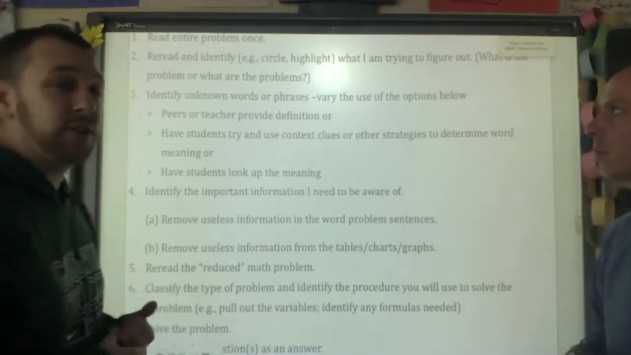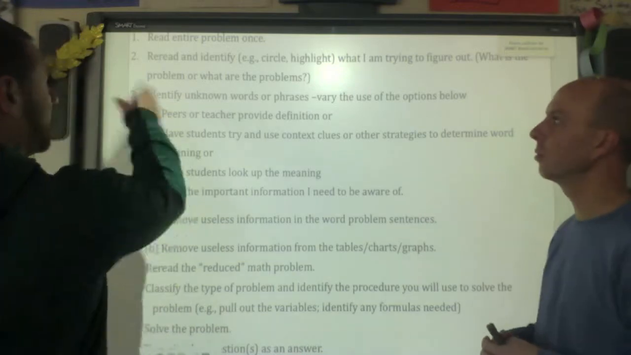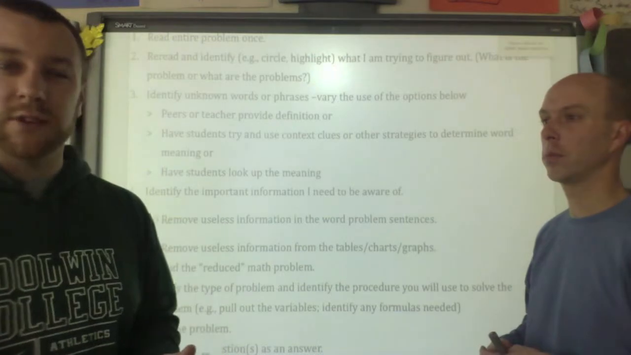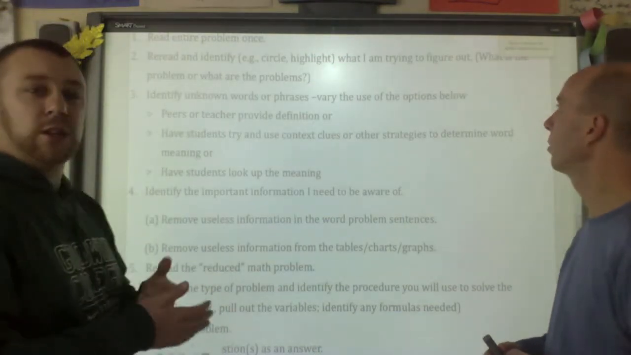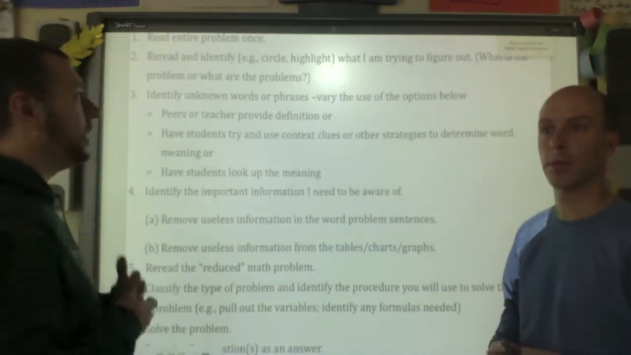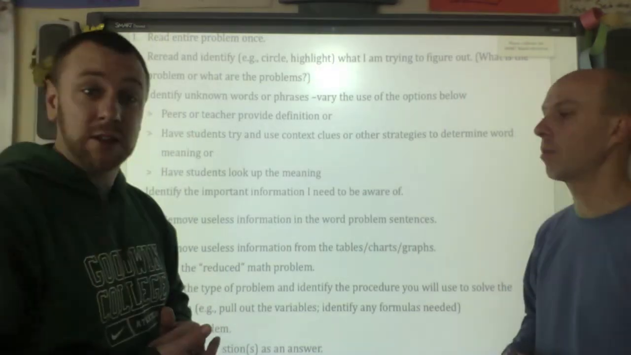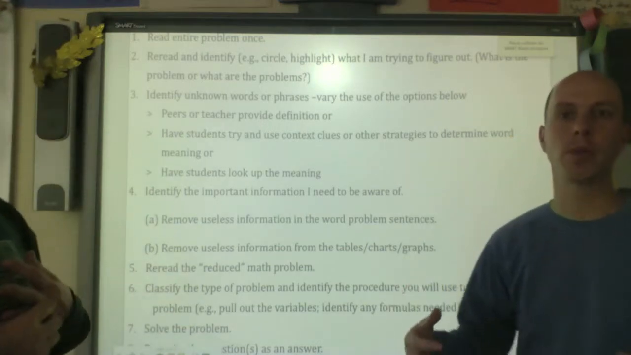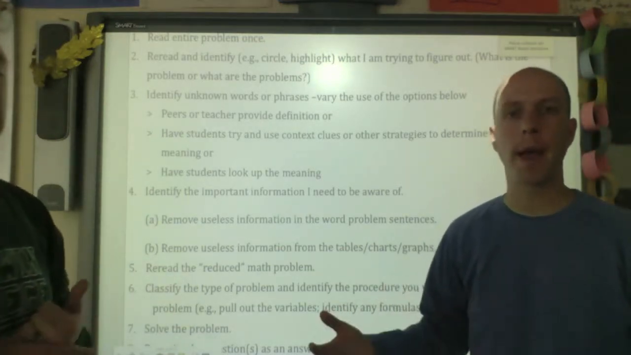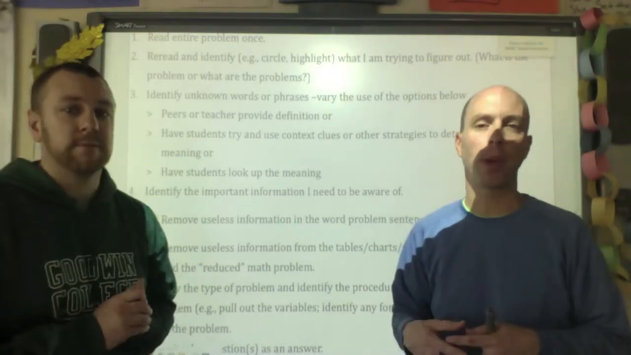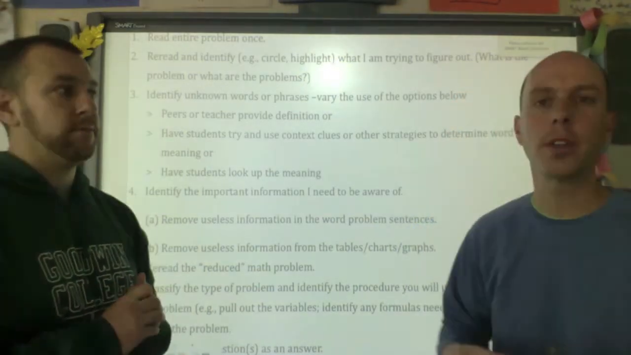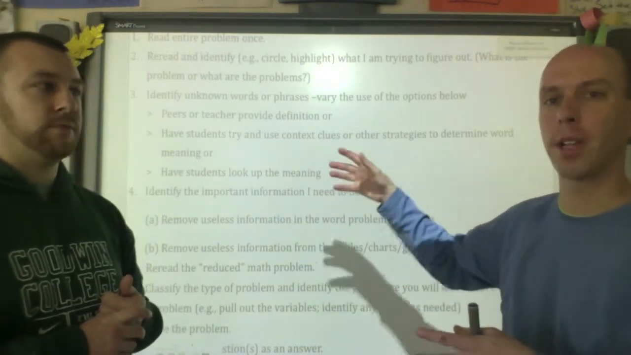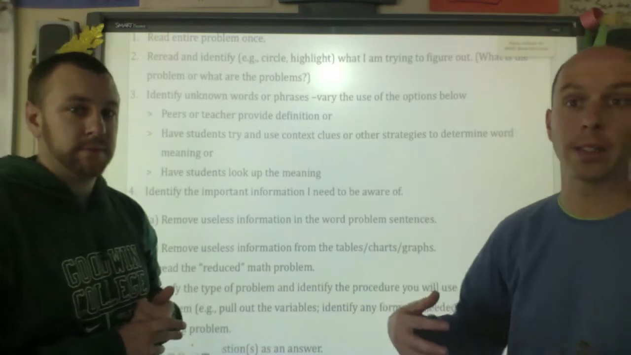Then after you get this general sense, you're going to reread and identify. You can identify by circling, highlighting, however you want, the key piece of information, what you're trying to figure out. On the second read-through, you know what you're looking for. This is often what you've probably been taught before in a math class. A teacher will tell you, circle the important information, highlight it, underline it. That's the step we're talking about, so for us, that's the second step of the process.